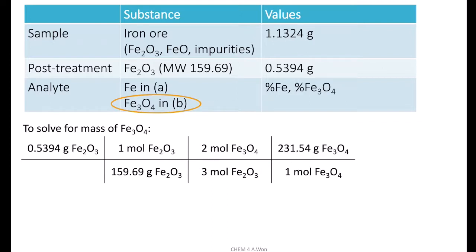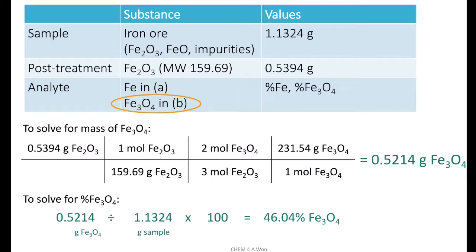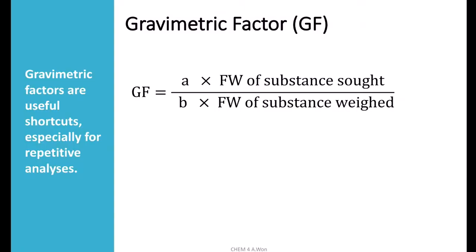Moving on, we will use the molar mass of Fe3O4 to get this. And applying the same formula previously to get the percent, we get 46.04% Fe3O4 as the final answer. As mentioned earlier, we will be talking more about this gravimetric factor. Gravimetric factors are useful shortcuts because you will not have to make the grid every single time if the conversion you will do is repetitive.